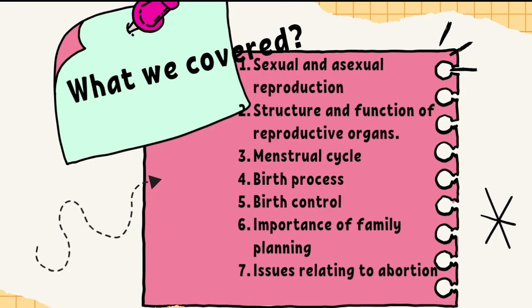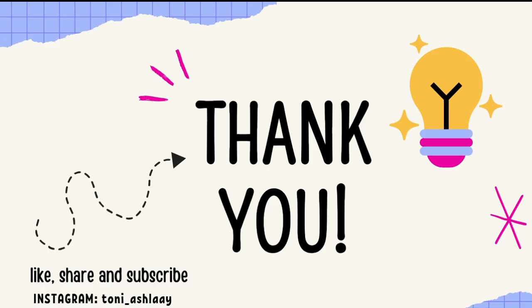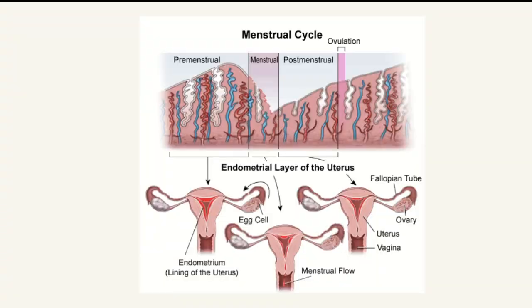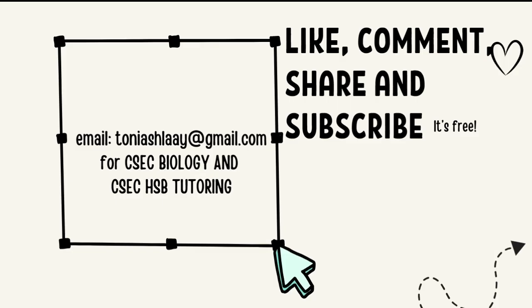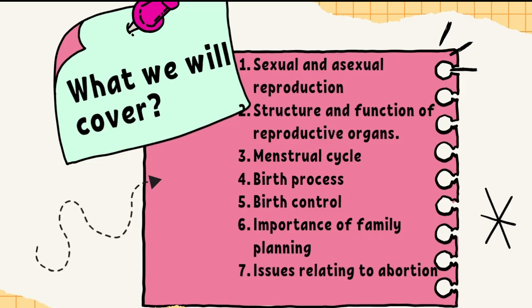So basically what we went through: sexual and asexual reproduction, the structure and function of the reproductive organs, the menstrual cycle, the birth process, birth control, the importance of family planning, and the issues relating to abortion, basically, right? So this would be the end of the reproductive system topic. But yeah, take everything with a grain of salt, right? Basically, these are the main areas that fall under the reproductive system.